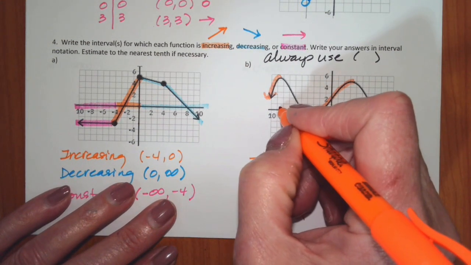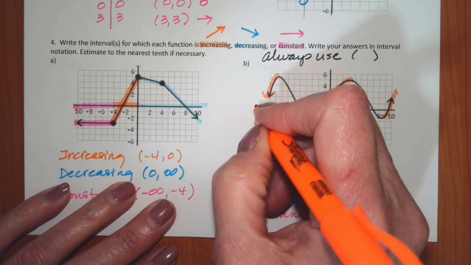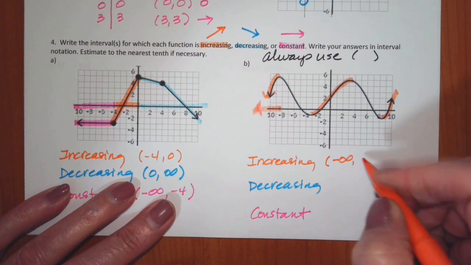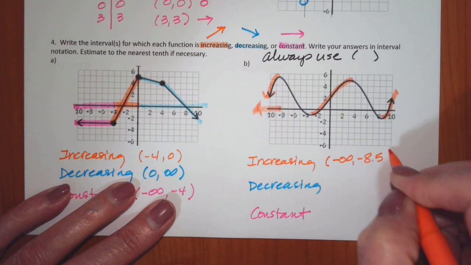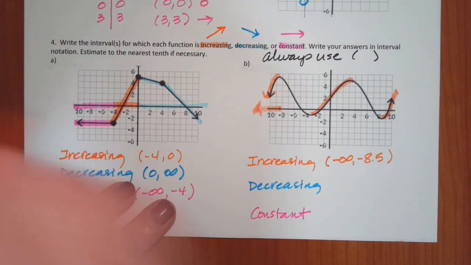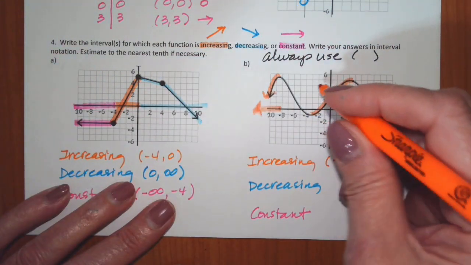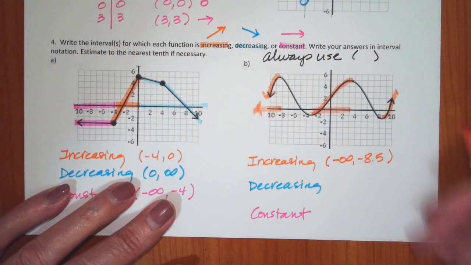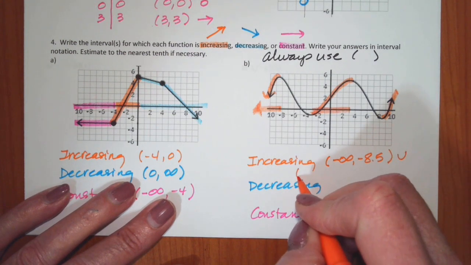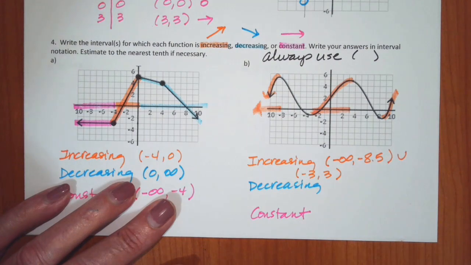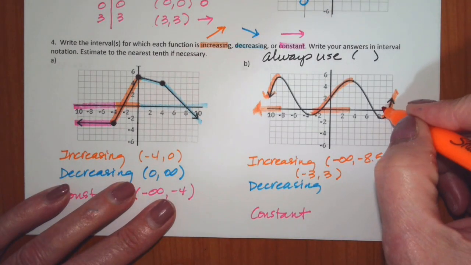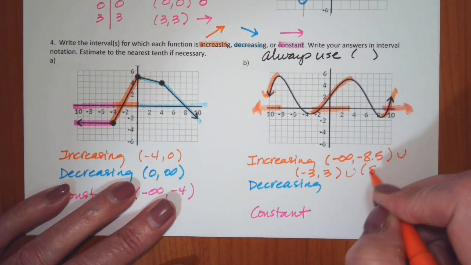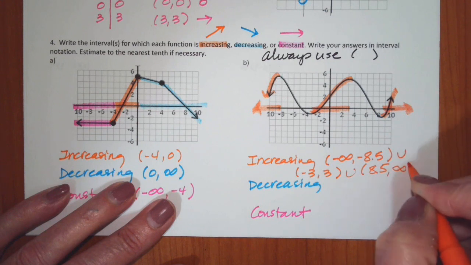So if I look at the values on my domain, this piece goes from -infinity to -8.5. And again, estimate. Here it is increasing. It looks like it's -3 to 3, so that's close enough. So I'm going to combine that with -3 to 3. And then here it is increasing for x values 8.5 to infinity.